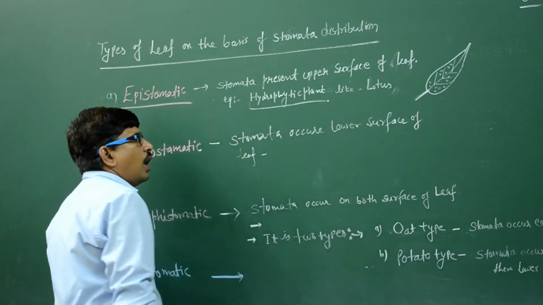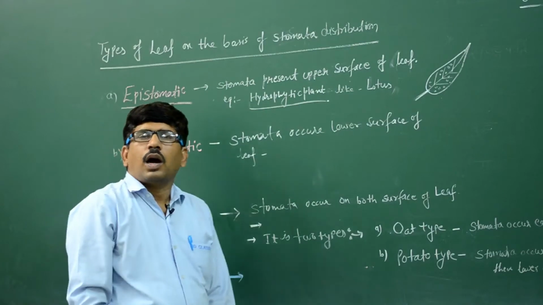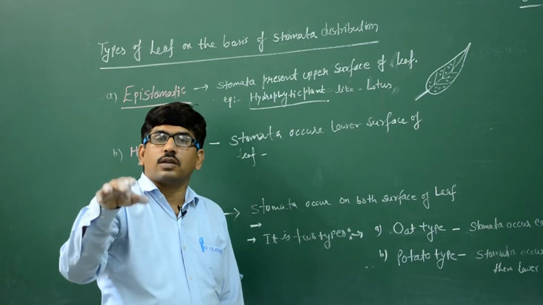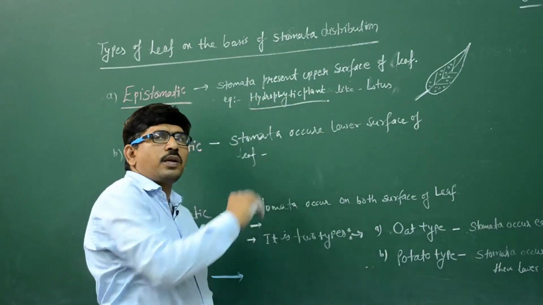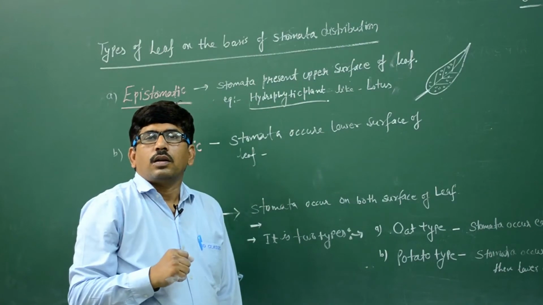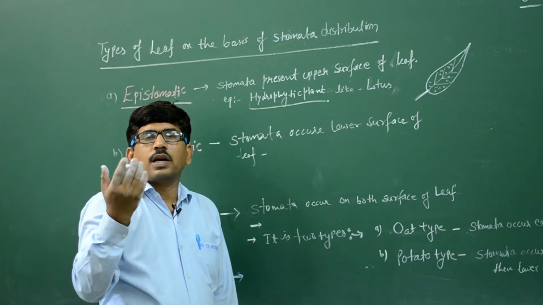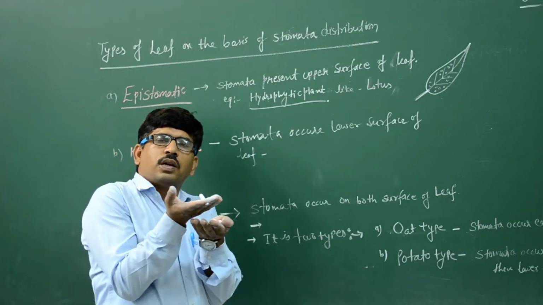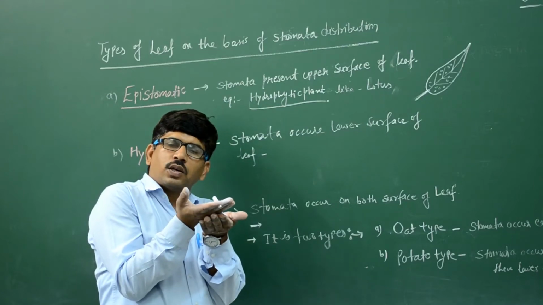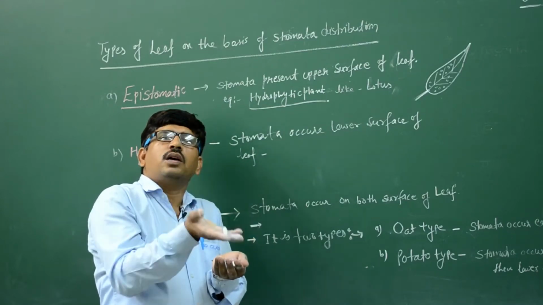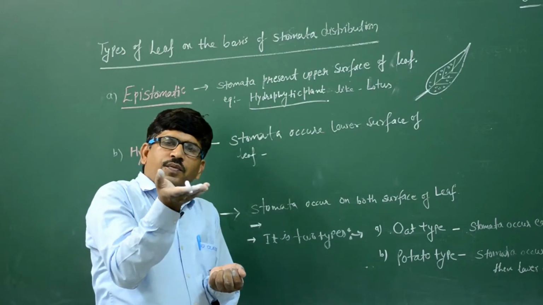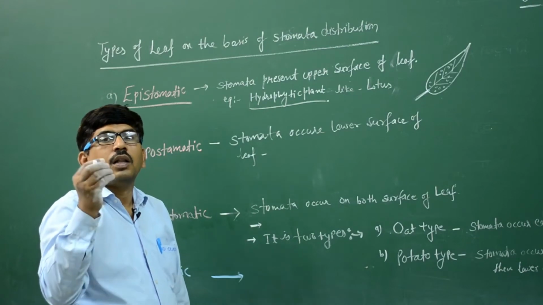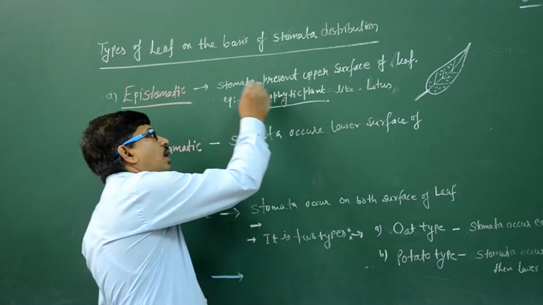the hydrophytic plants. Hydrophytic plants, not submerged plants. Hydrophytic plants means those plants that float in water, and they are known as epistomatic leaf. For example, lotus, water lily. In lotus, the lower surface of the leaf is near the water, and the upper surface is free and connected to the air. The upper surface of these plants, water lily, lotus, and trapa, contains stomata; they are known as epistomatic leaf.